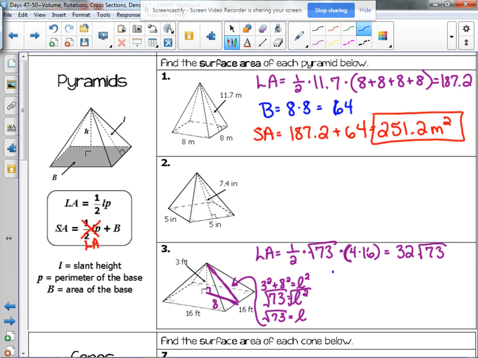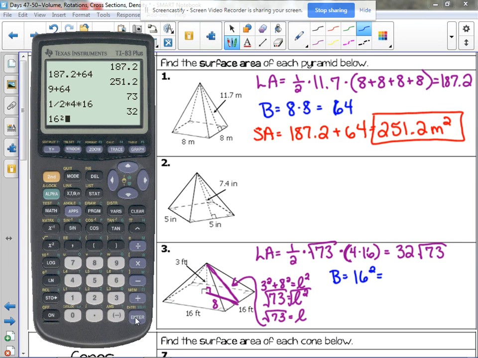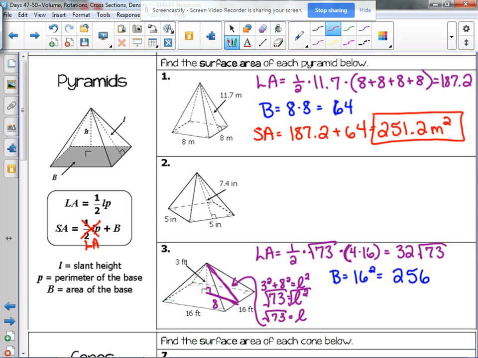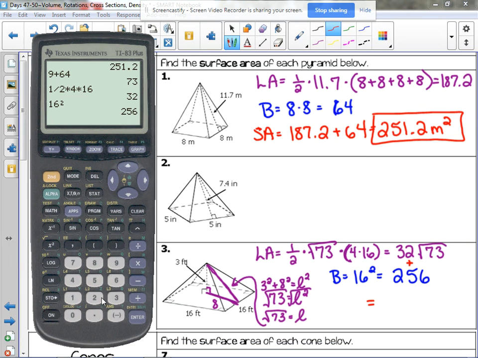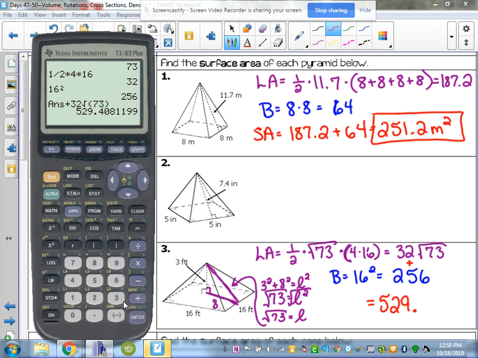Area of our base. Our base is a square. It has a side length of 16. So 16 squared. 256. We add the lateral area and the area of the base to get our surface area. So 256 plus 32 square root of 73. I'm finally going to put that square root in there because I'm ready for my final answer. 529.4 square feet.